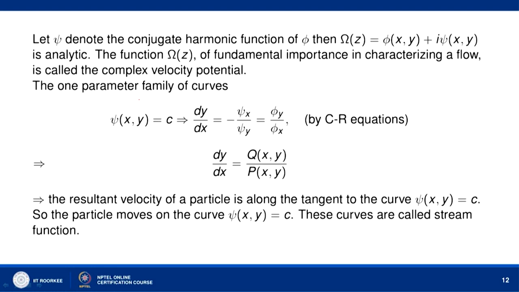Consider the one-parameter family of curves ψ(x,y) = constant, the level curves of the conjugate harmonic function. ψ(x,y) = constant gives dy/dx = −ψ_x/ψ_y. But since the function ω(z) is analytic, φ and ψ satisfy the Cauchy-Riemann equations. So, using them, φ_x is equal to ψ_y and φ_y equal to −ψ_x. We can write ψ_x equal to −φ_y and ψ_y equal to φ_x.